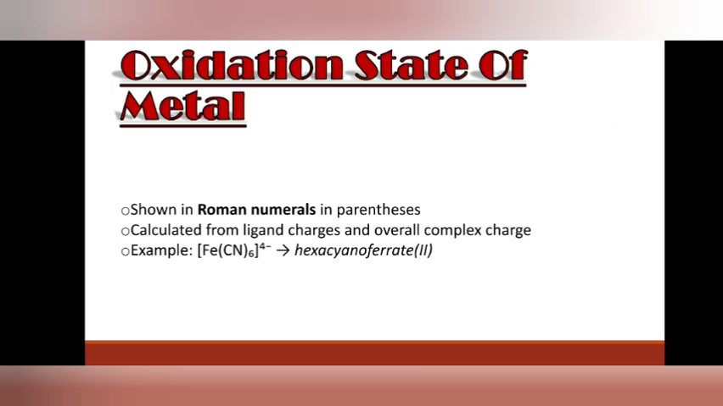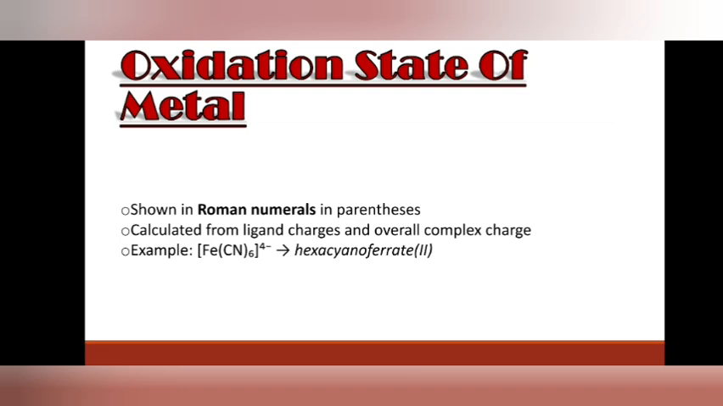Oxidation state of the metal. As I've told you, we have to write the oxidation state also. It is shown in Roman numerals, calculated from the ligands' charges and the overall complex charge. Two things must be kept in mind: what is the charge on the ligand and what is the overall complex charge.